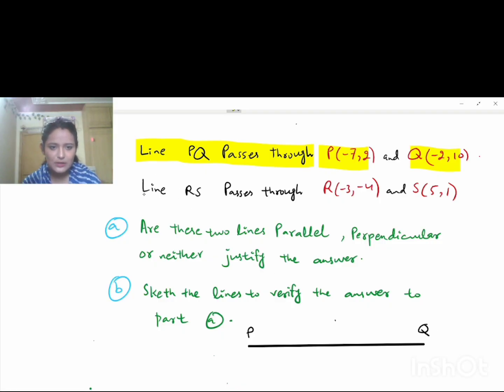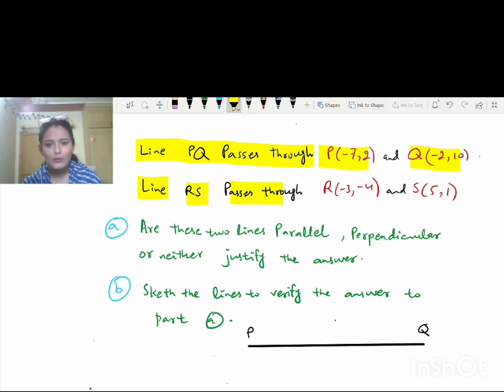Let's read the question further. Line RS passes through R and S. So we are talking about two lines here. First we talked about line PQ, which is passing through point P and point Q. Got it? Now I'm going to talk about another line.